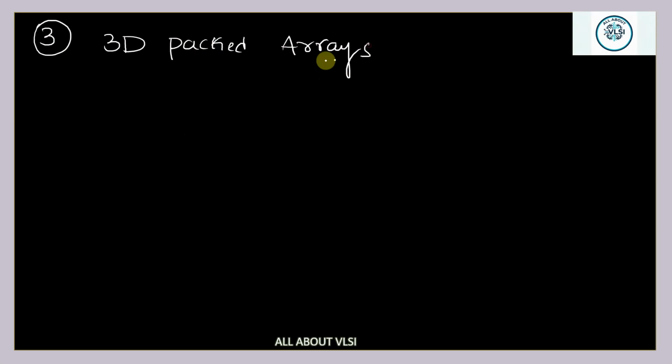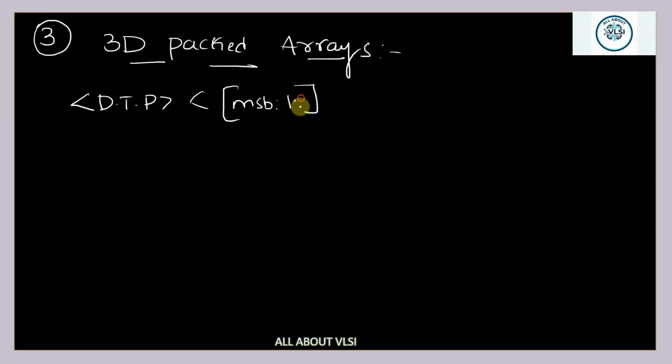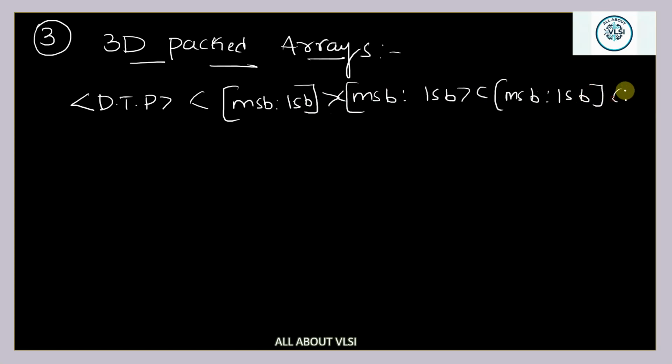Now coming to our 3D packed arrays, the syntax is data type, first dimension MSB down to LSB, second dimension MSB down to LSB, and the third dimension MSB down to LSB. Okay, and followed by variable name. This is my 3D packed array.